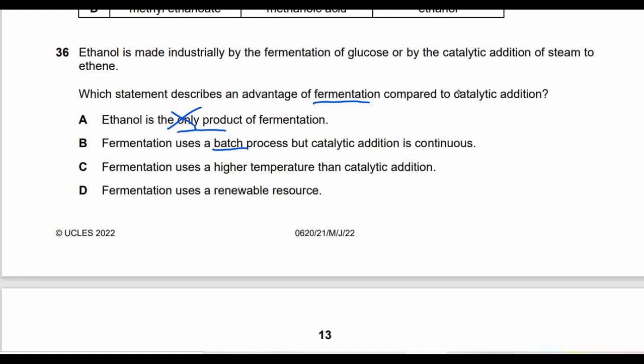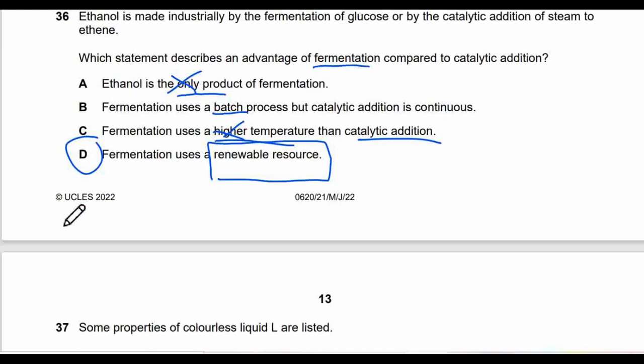Fermentation uses a higher temperature. No, fermentation uses a lower temperature compared to catalytic. So since A, B, C are wrong, the answer should be D for 36. Let's check why D is correct. Fermentation uses renewable resources like sugarcane. It is a plant, so it is renewable all the time. So question 36 is done.